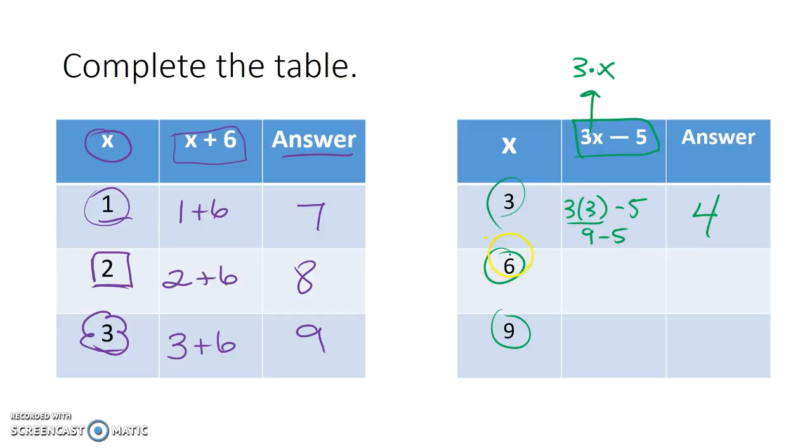Again, now our variable value is 6. So 3 multiplied by 6 minus 5. We're going to do our multiplication first. We get 18 minus 5, which gives us 13. And then lastly, our value is 9. So 3 multiplied by 9 minus 5. So we have 27 minus 5, which gives us 22.